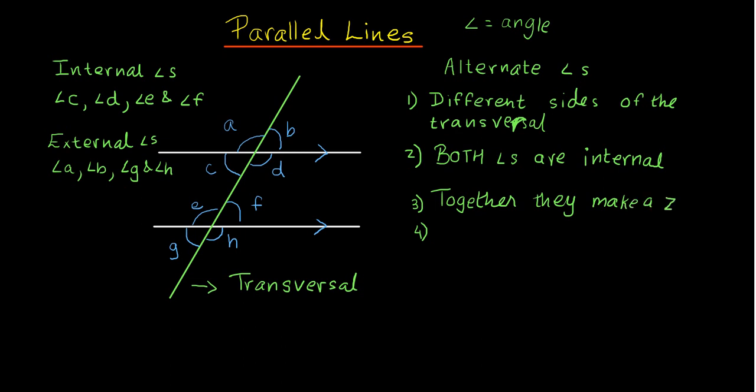And the fourth point, which is the angle property and what we would write as a reasoning in the exams as well, is alternate angles are equal.